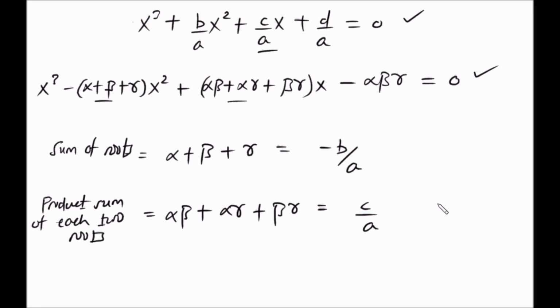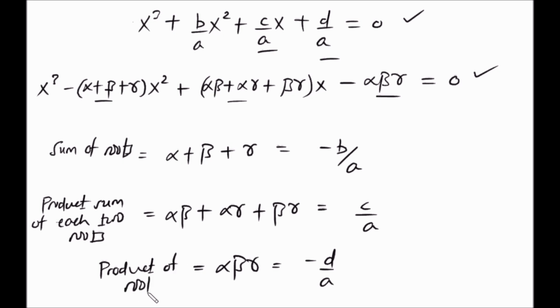So that is it. And then last, compare this and this, so it's going to be alpha beta gamma equal to negative d over a. So this is what we call the product of roots. So this now is a relationship between the roots and the coefficients of polynomials for a cubic equation. Now you have learned that relationship.